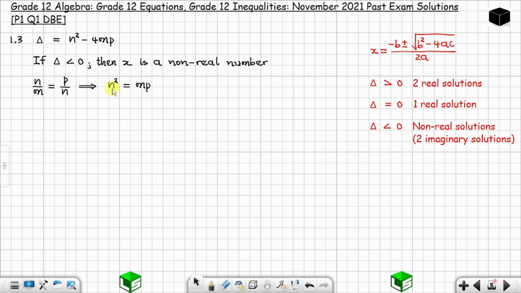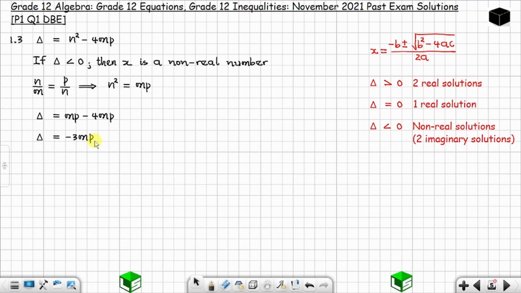Now you can substitute this n squared and see if the discriminant, delta, is going to be less than 0. If it is less than 0, then you know that x is a non-real number. So the discriminant is equal to n squared minus 4mp, which is mp minus 4mp. So you have 1 minus 4, which is negative 3, and mp, mp are like terms, so you have negative 3mp.